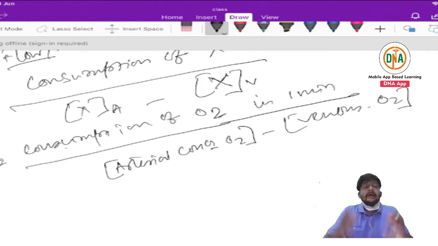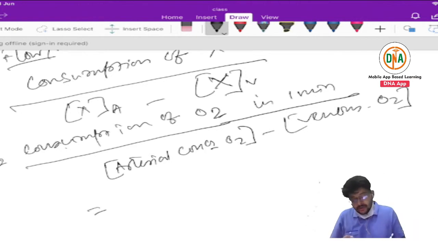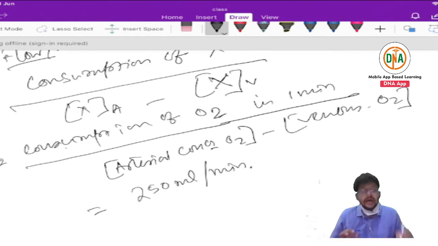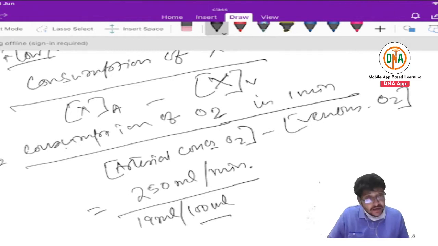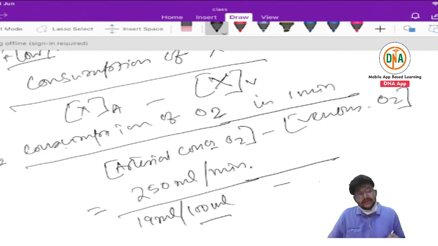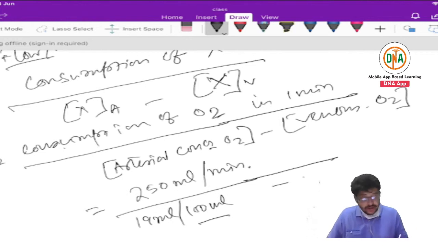Now, we can measure the consumption of oxygen in 1 minute by making our subject run on a treadmill and inhale and exhale through a particular breathing apparatus called Douglas bag. And once we measure, the normal value comes around 250 ml per minute. Arterial concentration, the physiological value, is 19 ml per 100 ml of arterial blood. And venous concentration, the physiological value, comes to 14 ml per 100 ml of venous blood.